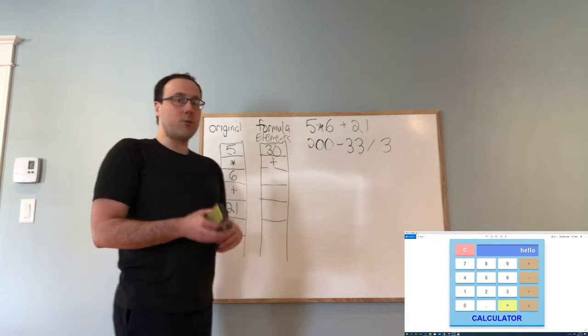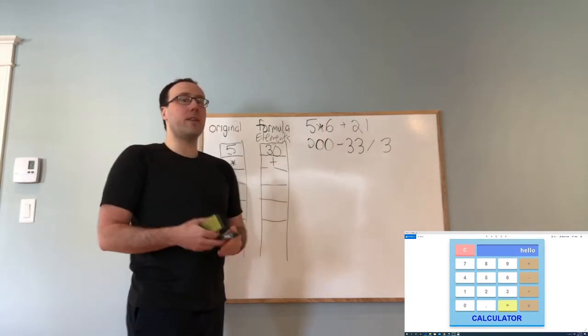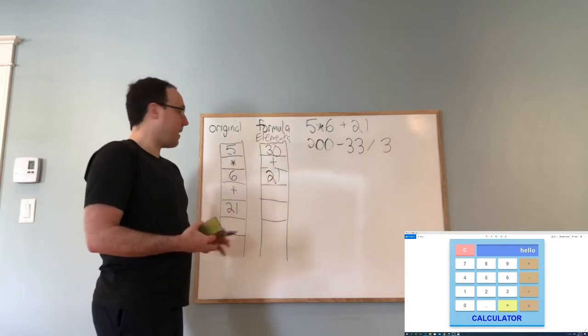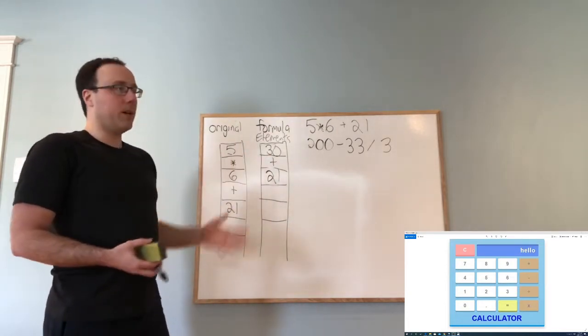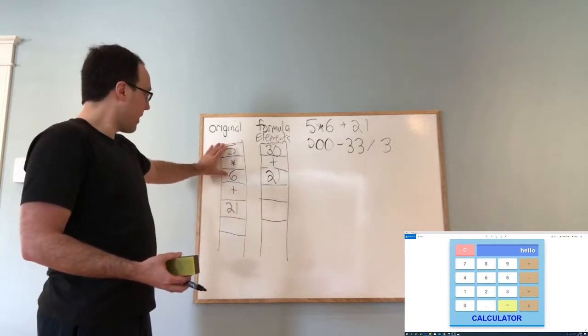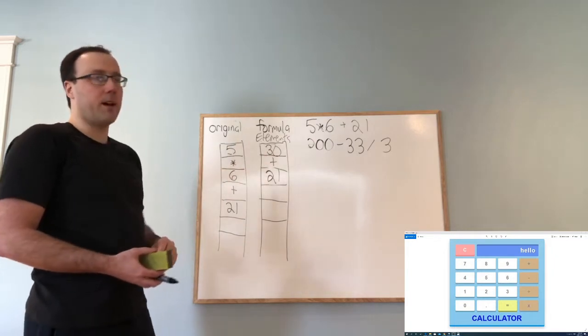Now we let the user continue to enter data. In this case, they hit a 2, then they hit a 1, then they hit the equal sign. So we know that the last element was 21. We add that in. And essentially, these two formulas equate to the same value. The difference is we've solved the 5 times 6. We've removed the multiplication as we've gone through and done it.